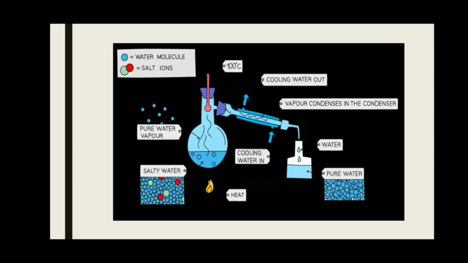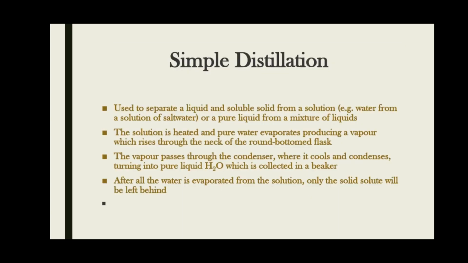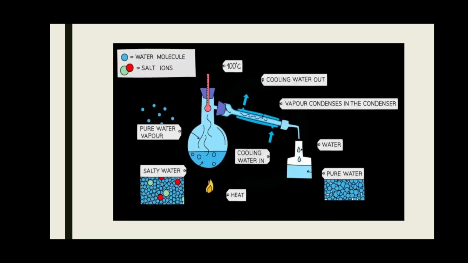The pure water vapor is passing through the condenser, getting cooled and condensed into the beaker, and that pure water is being collected in the beaker. After all the water is evaporated from the solution, only the solid solute is left. In that case, I am separating salt from water, so the salt gets left behind. You can see that the salt crystals will be left behind in the round bottom flask, and your pure water gets collected in the beaker.